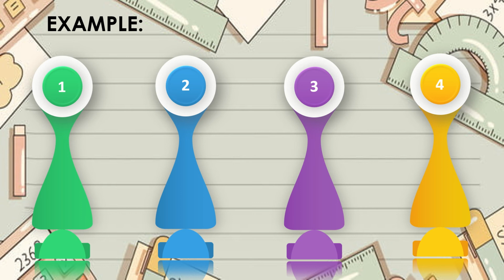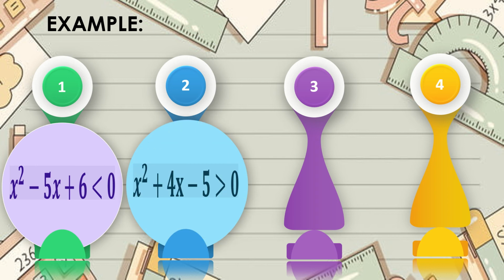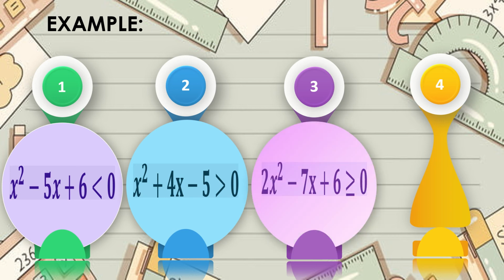These are examples of quadratic inequality. Number 1, x squared minus 5x plus 6 is less than 0. It is a quadratic inequality because it is a second degree equation and it uses an inequality sign which is less than. Number 2, x squared plus 4x minus 5 is greater than 0. Second degree polynomial and it uses the greater than sign. Number 3, 2x squared minus 7x plus 6 is greater than or equal to 0. A second degree polynomial and it uses the inequality sign which is greater than or equal to.